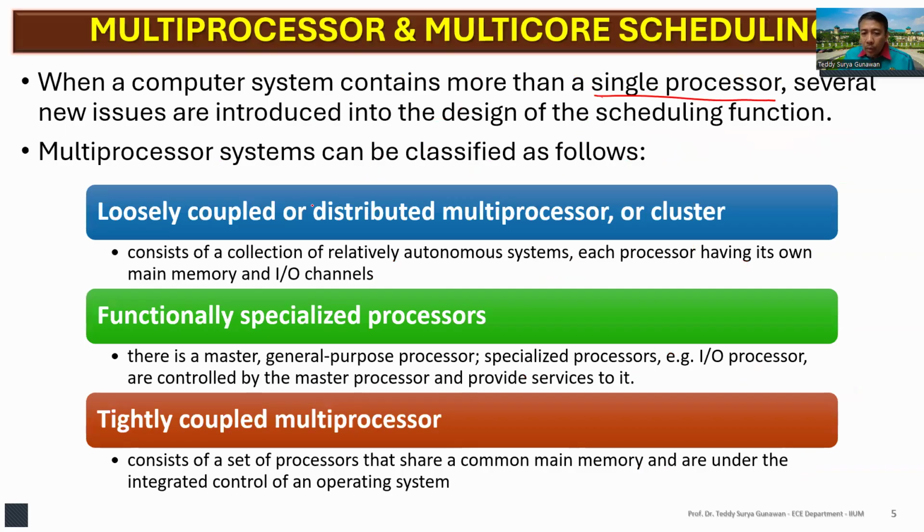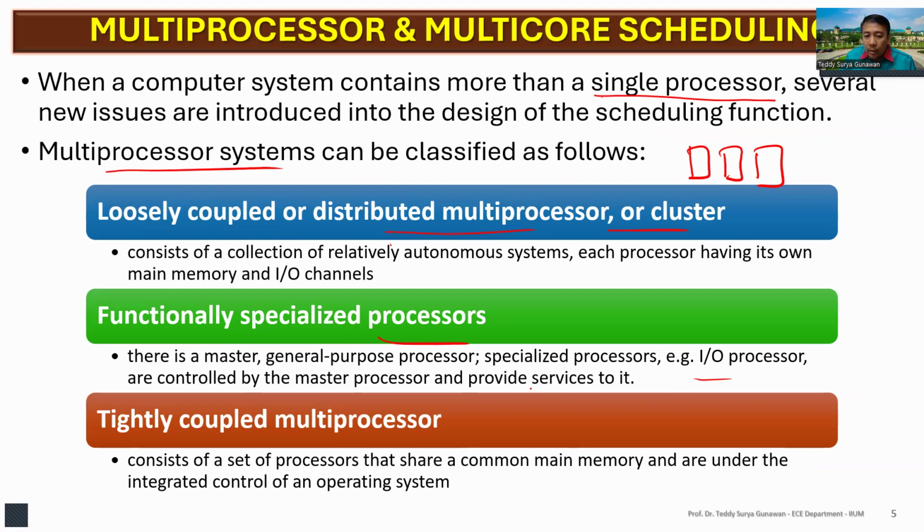Okay, so multiprocessor systems can be classified as follows. You have loosely coupled or distributed multiprocessor or cluster. So you have the collection of PCs like this. And you have also functionally specialized processors. This is like the I/O processors.